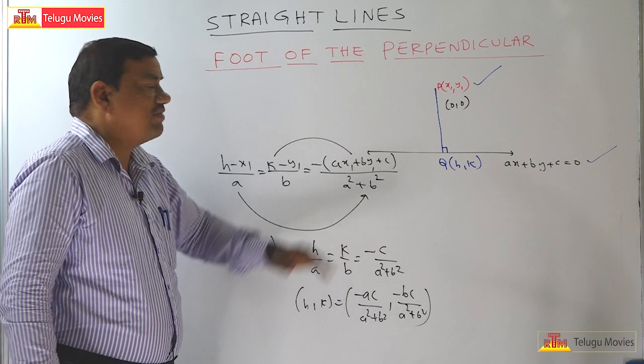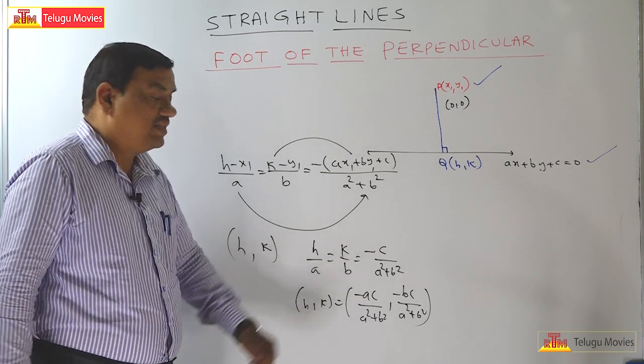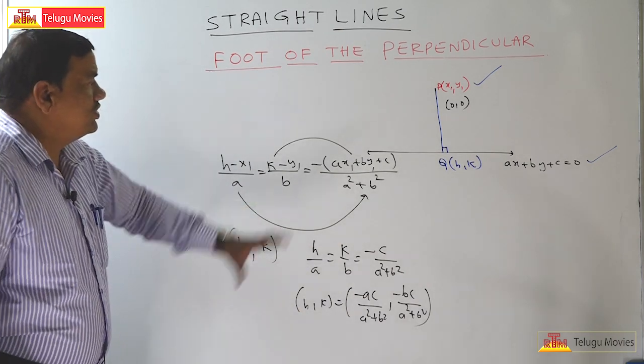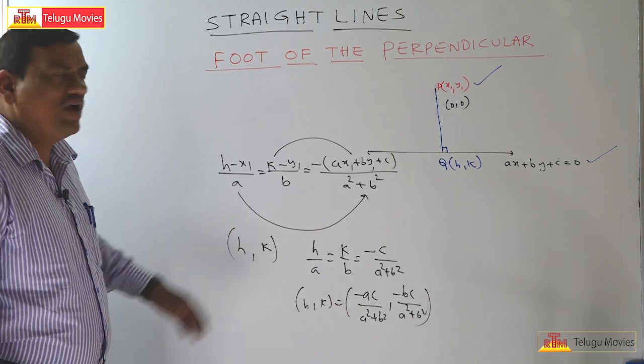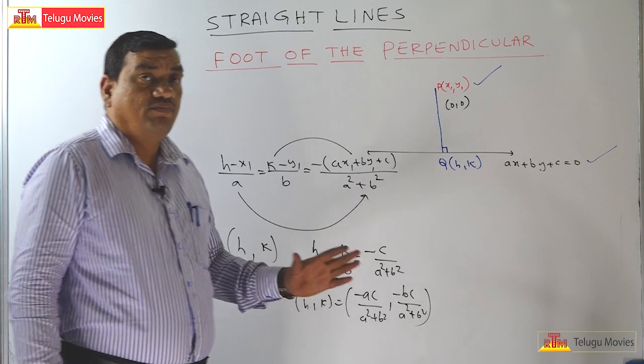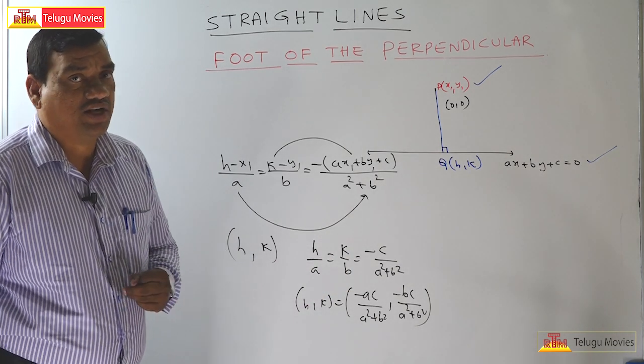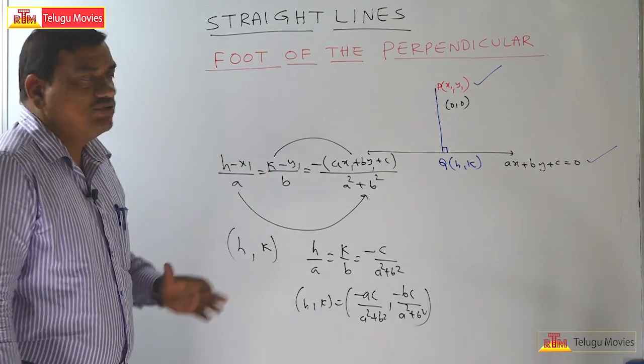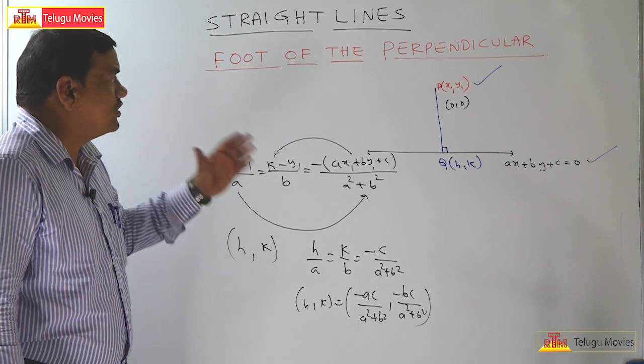So in place of (x1, y1), if you substitute, you will get the answer. This is all about the foot of the perpendicular. You will have the proofs also; you can prove this very easily. It is a very important theorem for your +2 board examinations. I am skipping the proof here. Now let us go to the next concept.